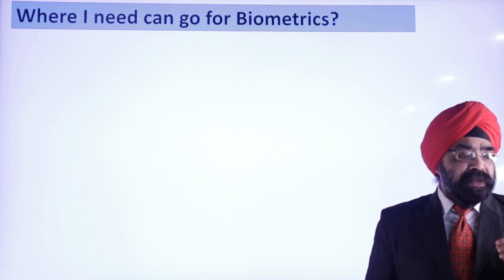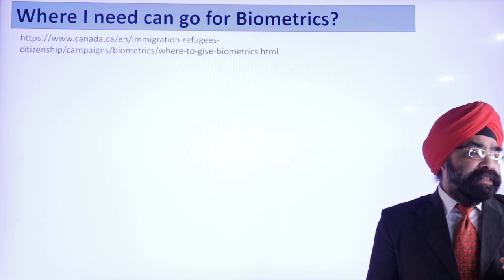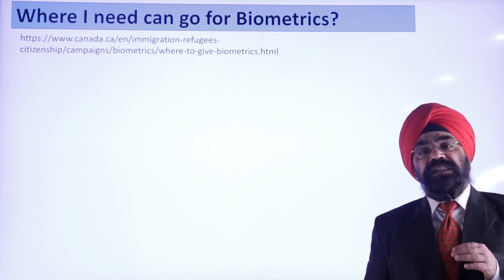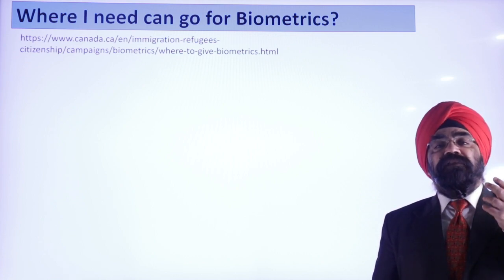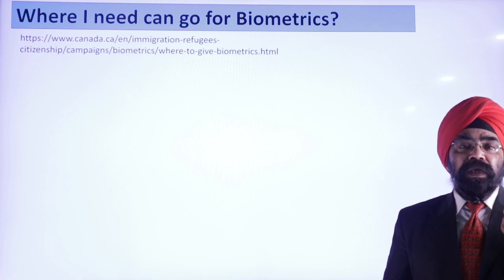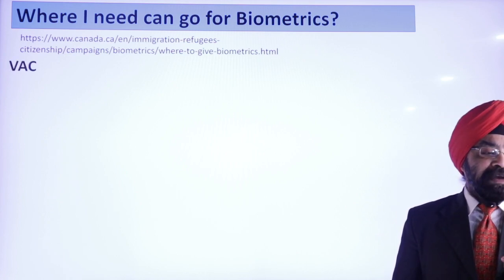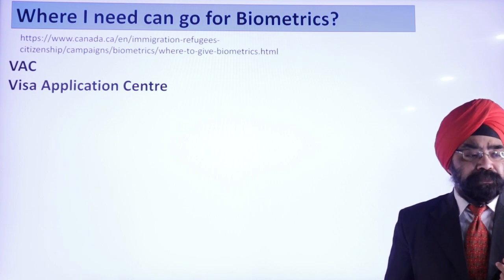Now, where do I need to go for biometrics? Here again, you have three options. The first option is a link that will tell you where to give biometrics. There are about 150 centers all across the globe. You can put in the name of your country and city and find out which is the nearest center to you. These are visa application centers, called VAC. You can go to a VAC and give your biometrics.